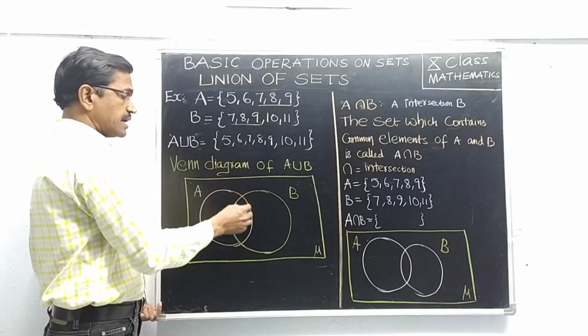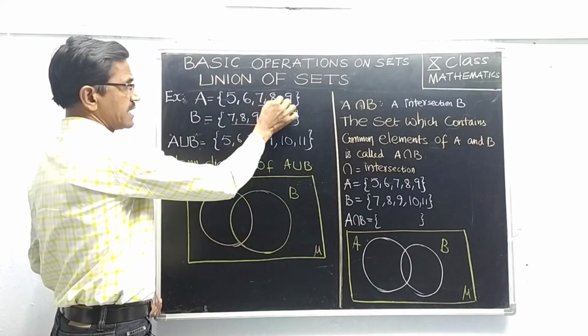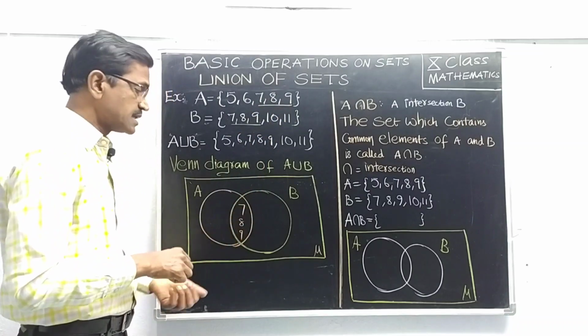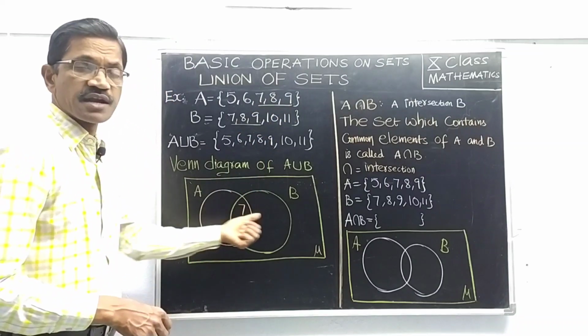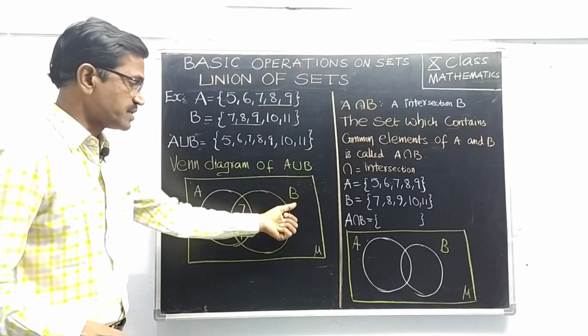Now, let us write the common elements in this part. What are the common elements here? 7, 8, 9. These are common elements in the common part. This is the common part of A and B. This common part belongs to A and also belongs to B.